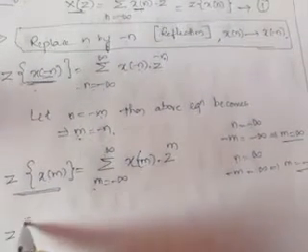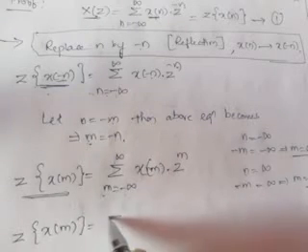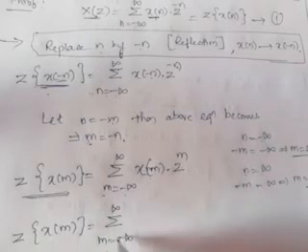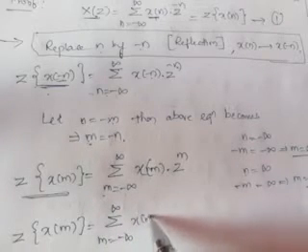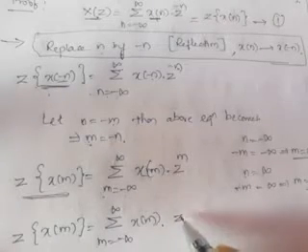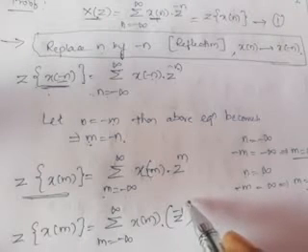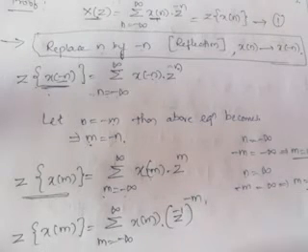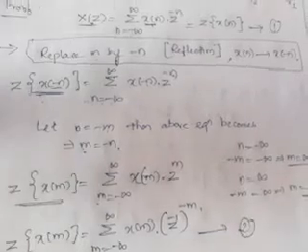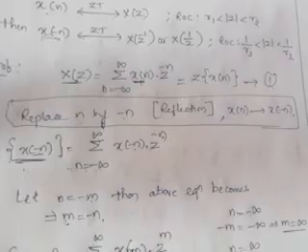Z transform of x of m is equal to summation m equals minus infinity to plus infinity x of m as it is. I am going to represent it in the form of the definition of Z transform. So I will write like this: z raised to the power minus m. Represent this as equation 1. Now do the comparison between equation 1 and 2. Let us compare equation 1 and 2.